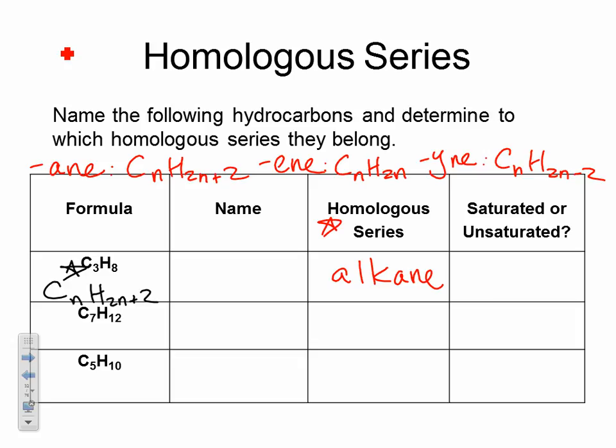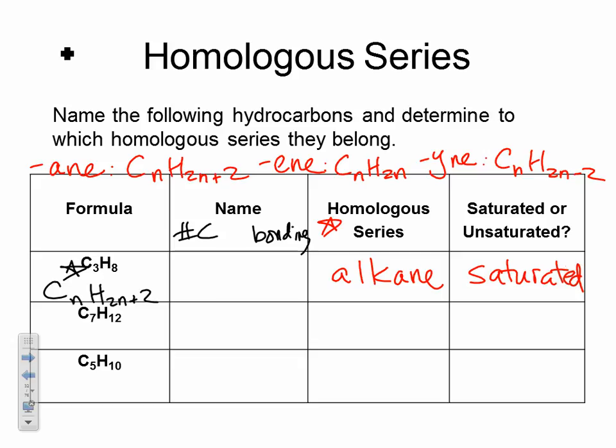And alkanes, by definition, are always saturated. So we know that that is a saturated hydrocarbon because it's an alkane. Now, for naming this, this is a two-step process. The first step is looking at the number of carbons. That gives us our prefix. And then the suffix is looking at the bonding.